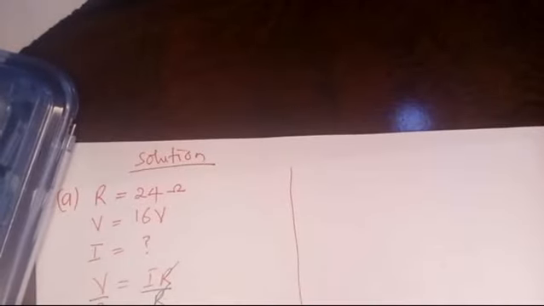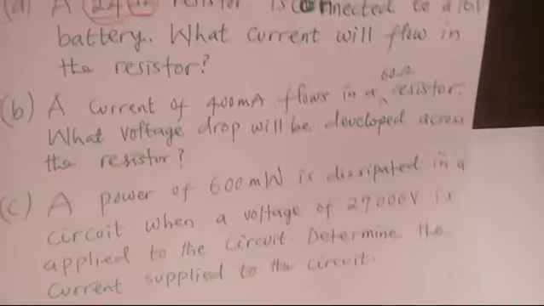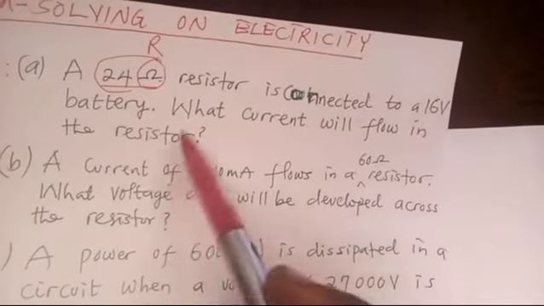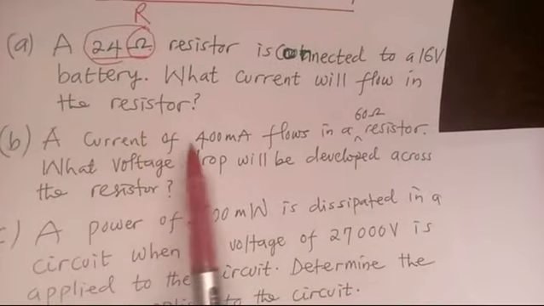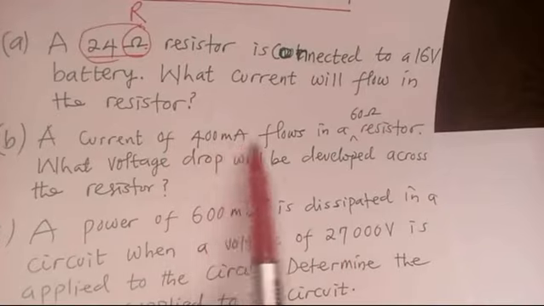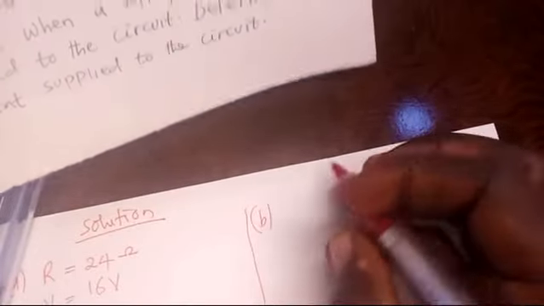Let's bring the problem here. The B part of the problem says a current of 400 milliamperes. Okay, again, we bring out the parameters we are given.